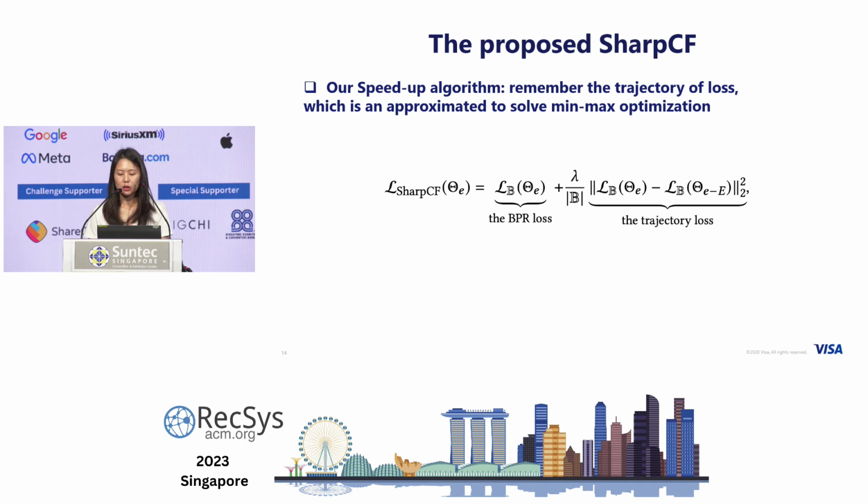So to overcome the computational bottleneck, we propose sharpness-aware collaborative filtering, also known as SharpCF, and this includes a novel trajectory loss that measures the alignment between the current and past model states. The solution combines the original loss with the trajectory loss.